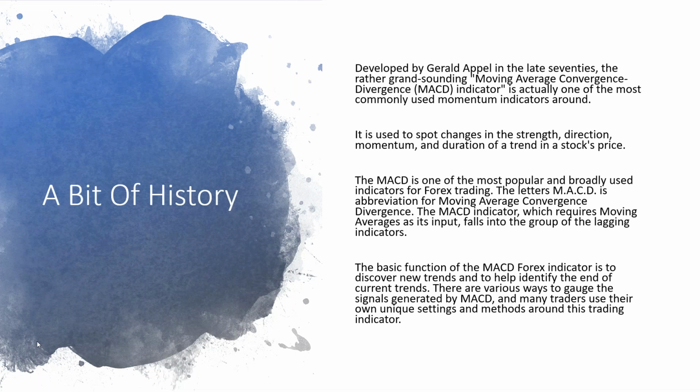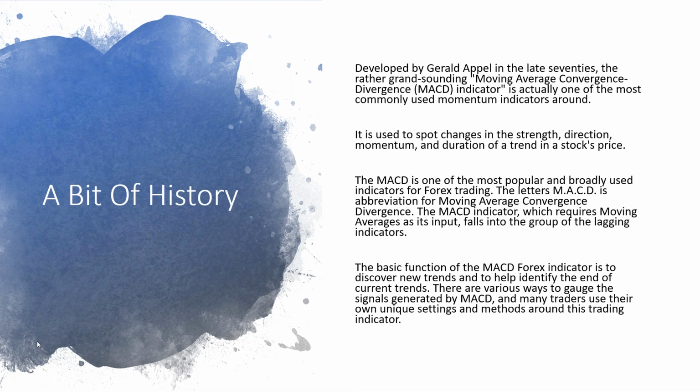Now, tonight we're going to be discussing MACD, one of the most respected technical indicators in the marketplace. MACD was originally created for trading in the stock market, but it's been adjusted and accepted as one of the best Forex and CFD and even cryptocurrency indicators. It is used to spot changes in the strength, direction, and momentum, as well as the duration of a trend in an asset's price. The MACD is one of the most popular and broadly used indicators in Forex trading.